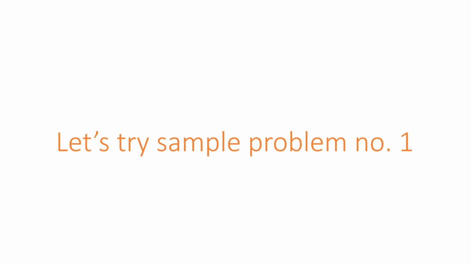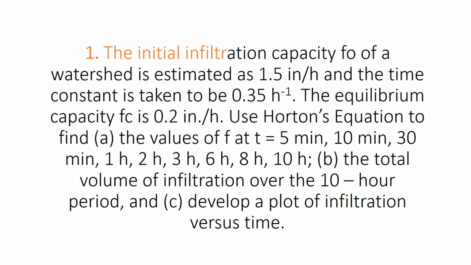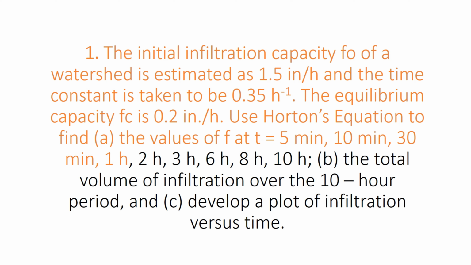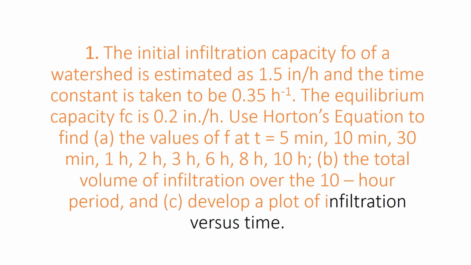Let's try sample problem number 1. The initial infiltration capacity f0 of a watershed is estimated as 1.5 inches per hour and the time constant is taken to be 0.35 per hour. The equilibrium capacity fc is 0.2 inches per hour. A. Use Horton's equation to find the values of f at t equals 5 minutes, 10 minutes, 30 minutes, 1 hour, 2 hours, 3 hours, 6 hours, 8 hours, 10 hours. B. The total volume of infiltration over the 10-hour period, and C. Develop a plot of infiltration versus time.